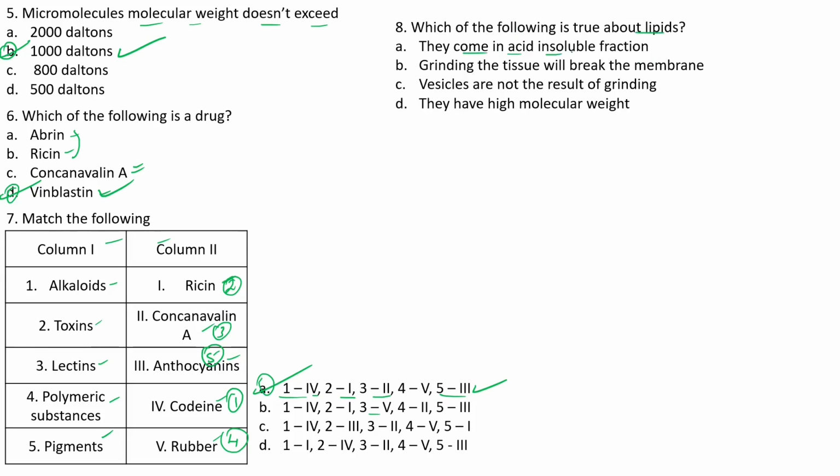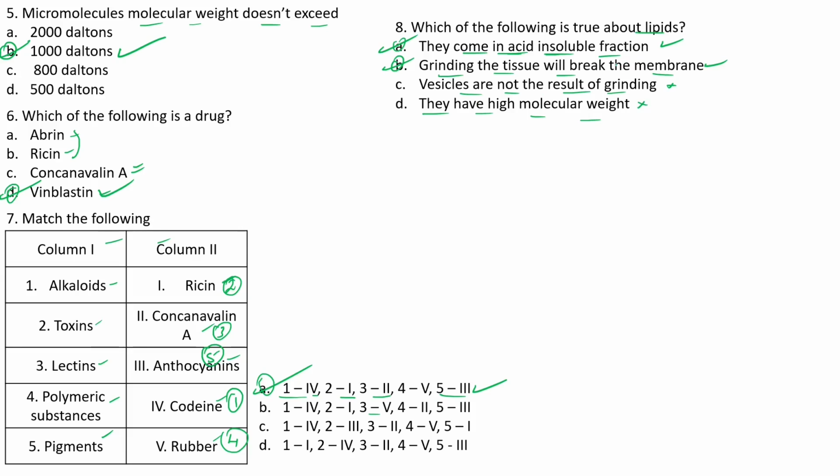They come in acid insoluble fraction, and the grinding of the tissue will break the membrane. Vesicles are not the result of grinding. They have a high molecular weight. So they come in acid insoluble fraction, that is true, and grinding the tissue will break the membrane, right? So both these two options are actually right. Vesicles are not the result of grinding, no, that is not true. And they have high molecular weight, that is also not true.